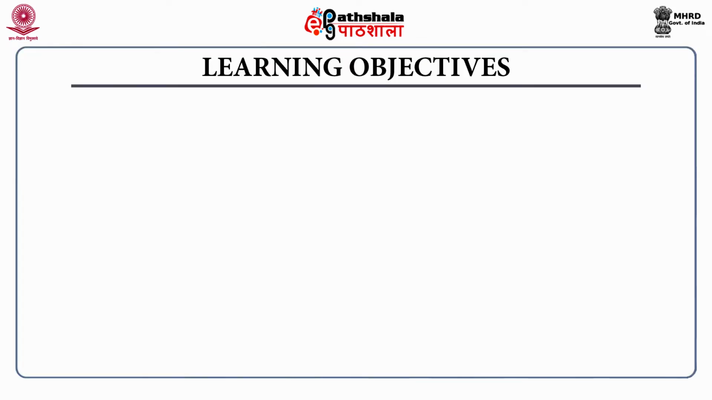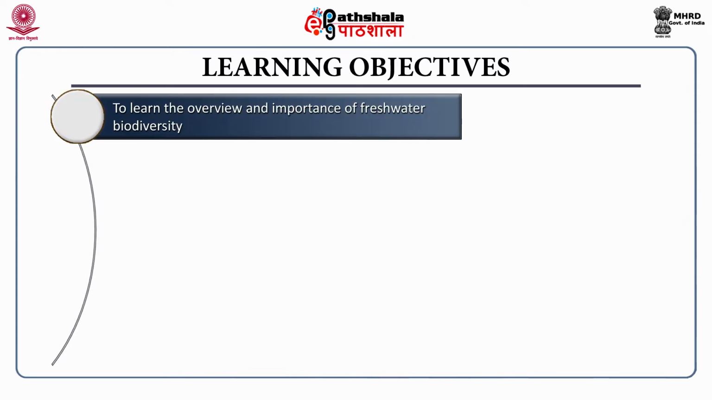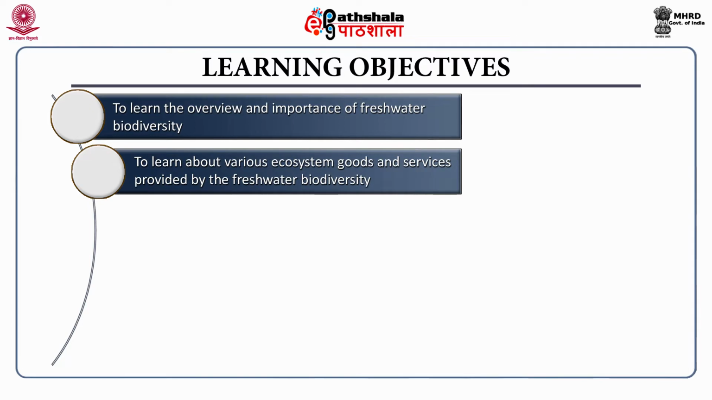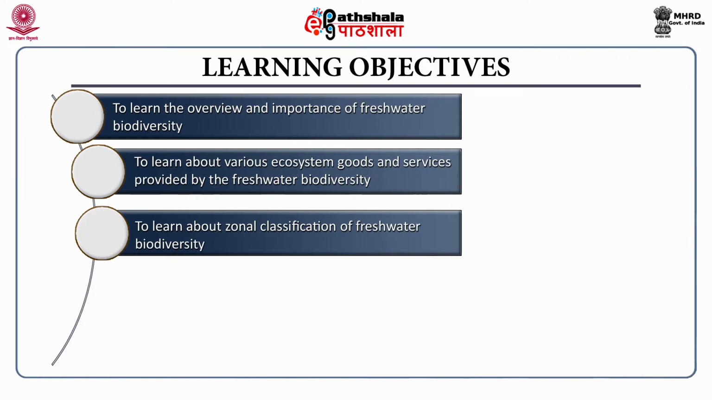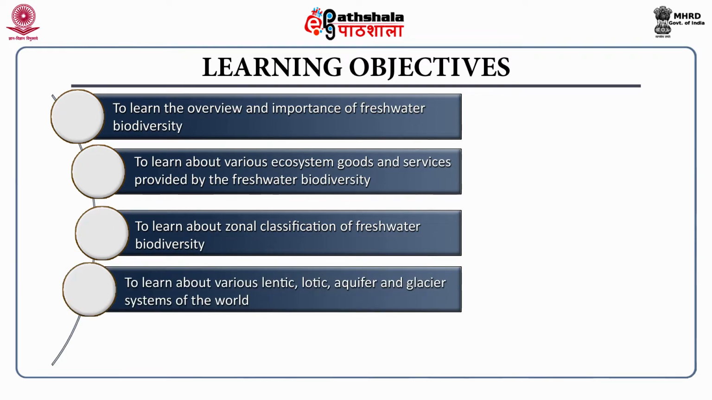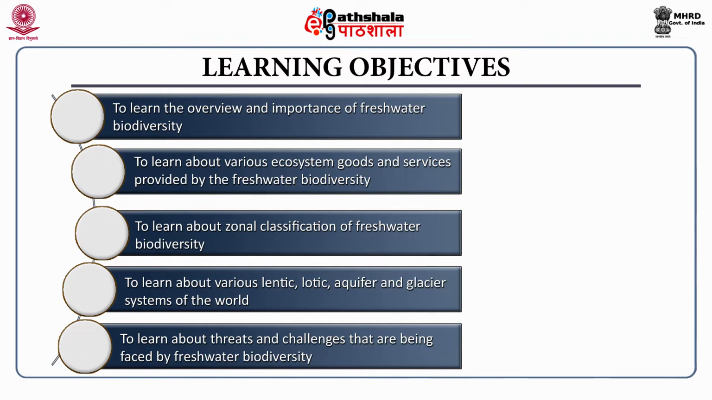So first we will see the learning outcomes of today's presentation: to learn the overview and the importance of the freshwater biodiversity, to learn about various ecosystem goods and services provided by the freshwater biodiversity, to learn about zonal classification of the freshwater biodiversity, to learn about various lentic, lotic, aquifer, glacier systems of the world, and to learn about the threats and challenges that we are faced with regarding the global freshwater biodiversity.